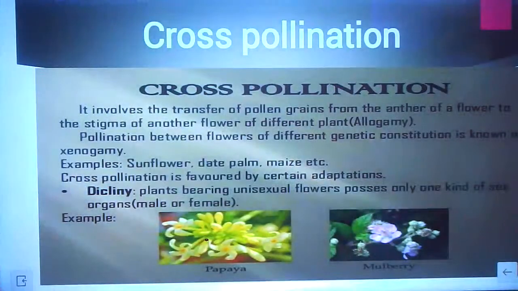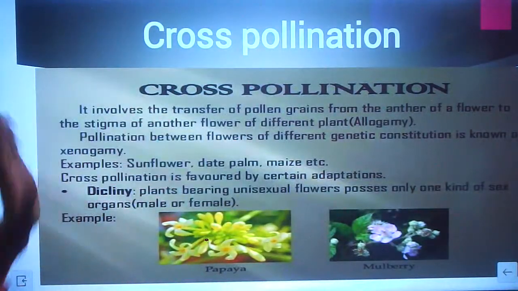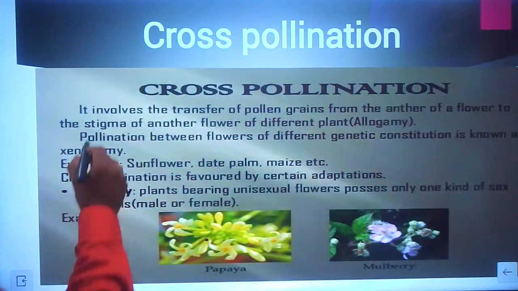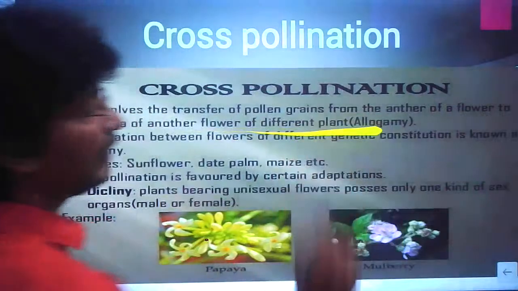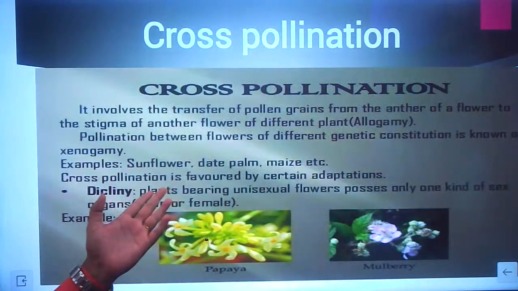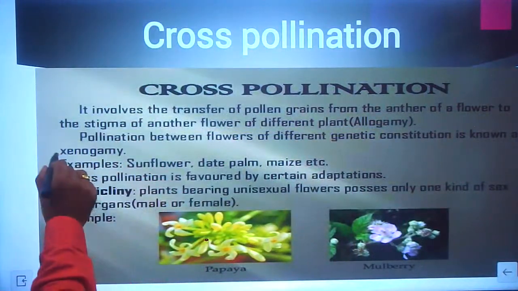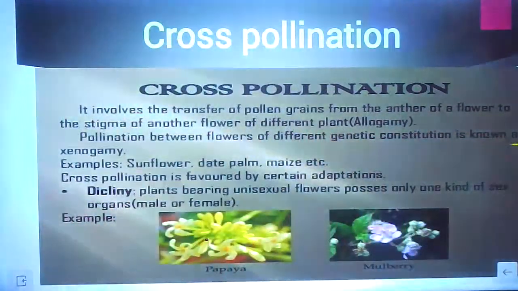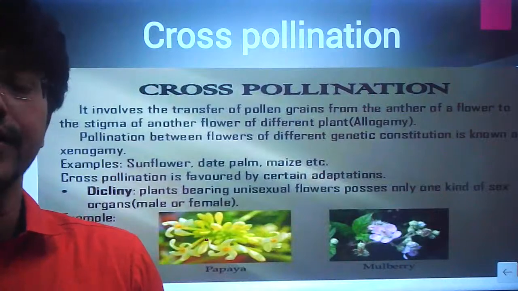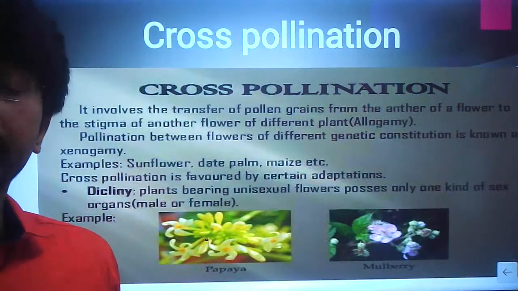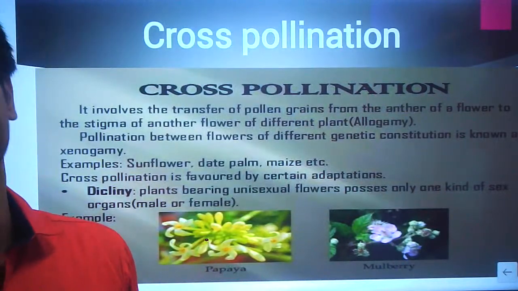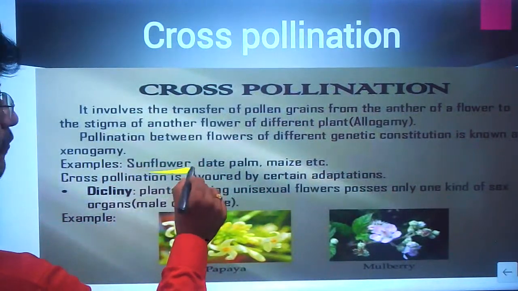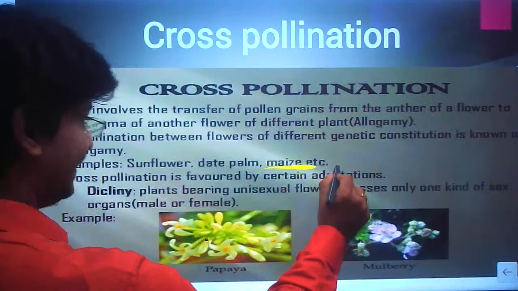So we're done with this part. Now we come to the cross-pollination part. It involves the transfer of pollen grains from the anther to the stigma of another flower of a different plant. This we call xenogamy. This we already discussed. So xenogamy is the pollination between flowers of different genetic constitution, as I told you already. In cross-pollination, it is heterozygous, and it also allows variation. There will be more variation that you could see in this particular case. Examples you can take for cross-pollination: sunflower, date palm, maize, etc.